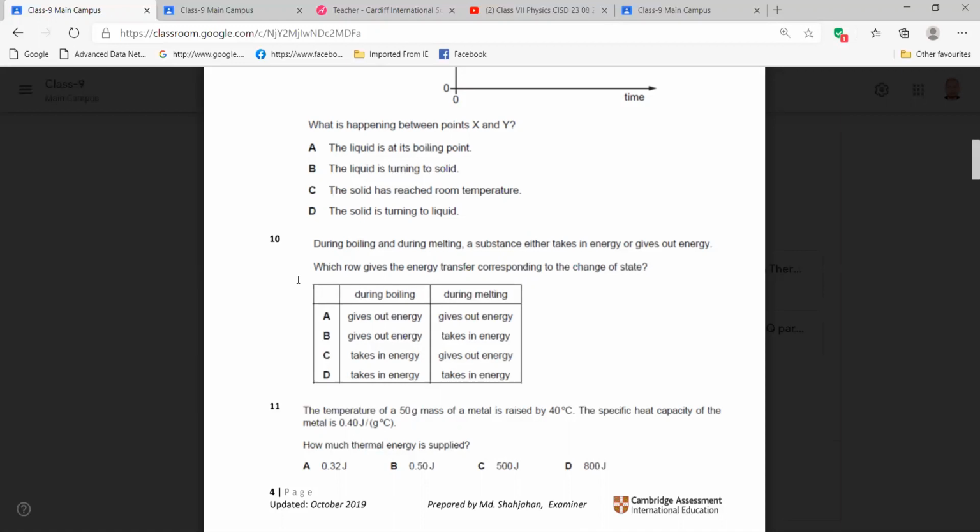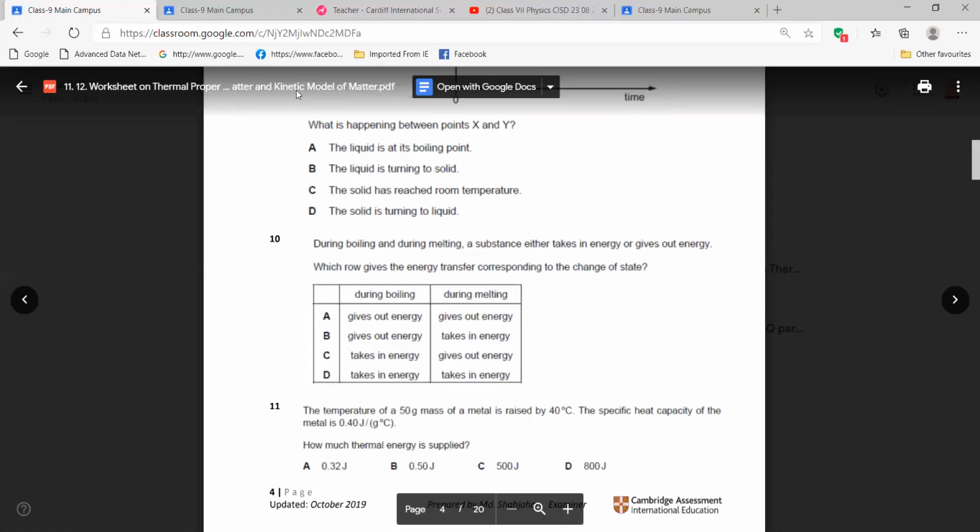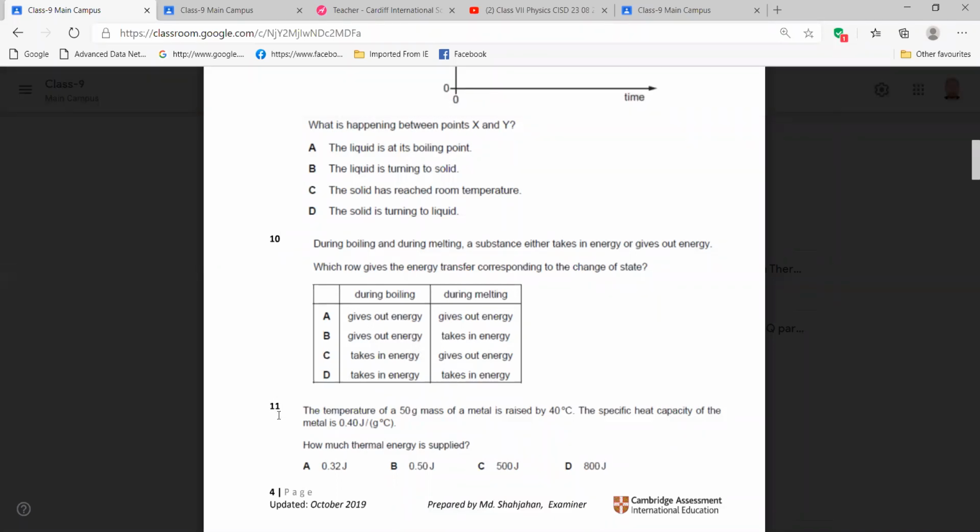Is it clear now? Okay, now question 11. Sir, would the opposite happen if it was turning into solid, or turning into liquid from vapor? Then it's opposite. It gives out energy. Okay, sir.